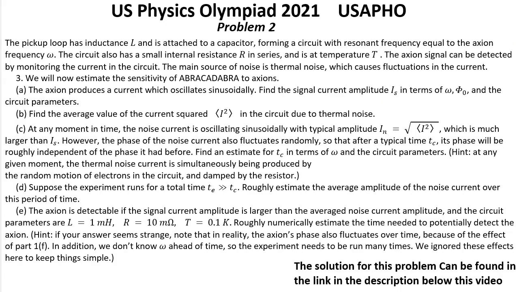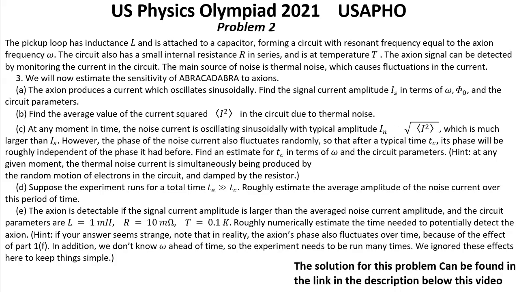Next, the pickup loop has inductance L and is attached to a capacitor, forming a circuit with a resonant frequency equal to the axion frequency omega. The circuit also has a small internal resistance R in series and is at temperature T. The axion signal can be detected by monitoring the current in the circuit. The main source of noise is thermal noise, which causes fluctuations in the current.